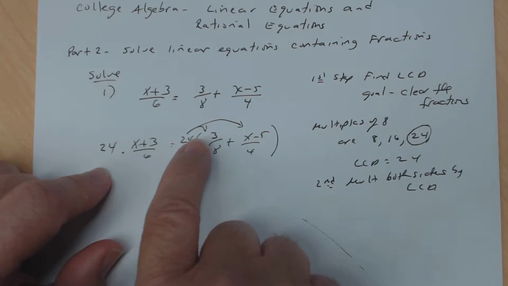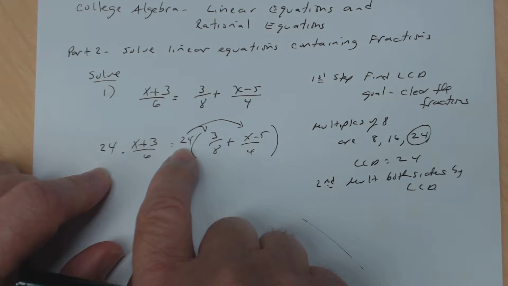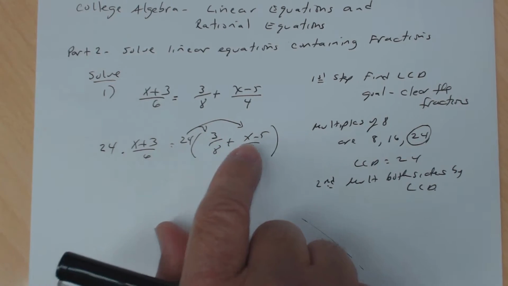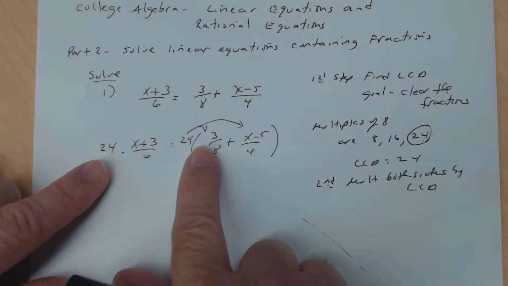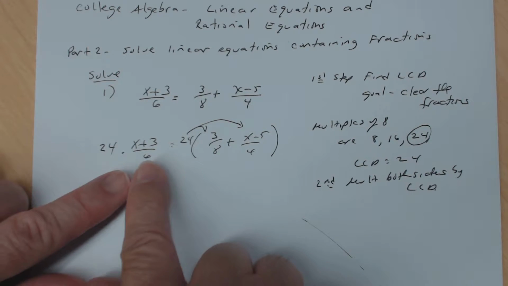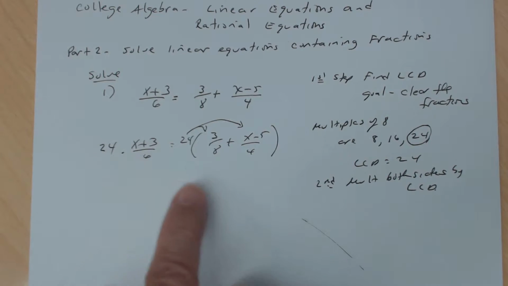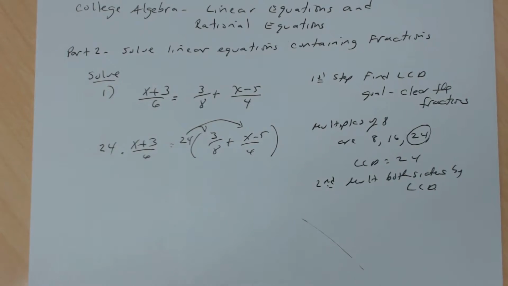Okay. And then you have two terms here, so you're going to put that in parentheses. And you multiply that side by 24. And then you're going to get rid of the parentheses, so you can distribute the property. So once you find the LCD, you can multiply both sides by the LCD. Remember, sometimes you're going to need parentheses, sometimes you won't. Now, the rest of the steps is what you did in the previous lesson. So the rest of the steps is this. That's the rest. So let's simplify each side.